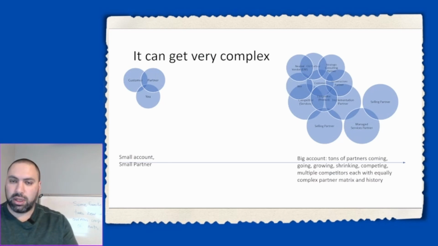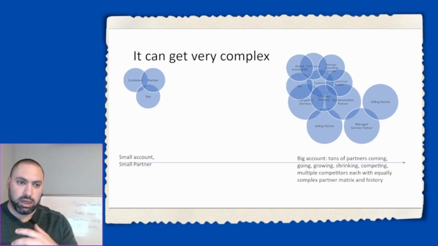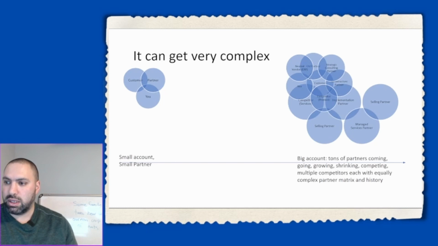The point of this first slide is it can get very complex. It could be as simple as you, one partner, one customer, and you guys are all working together. You can meet the customer directly, or you can meet the customer through the partner. Or it could be something to the effect of you have a billion people working together where you have you, customer, competitor, products, partners. It can get very complicated, to say the least.